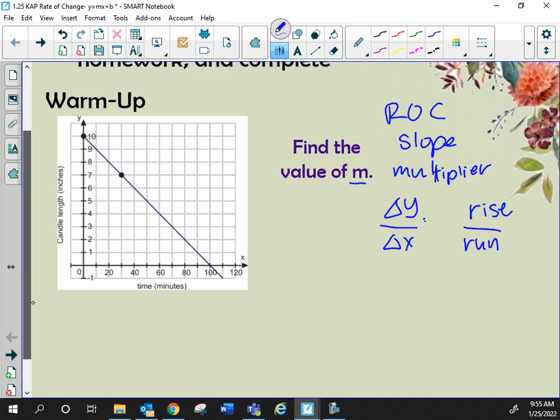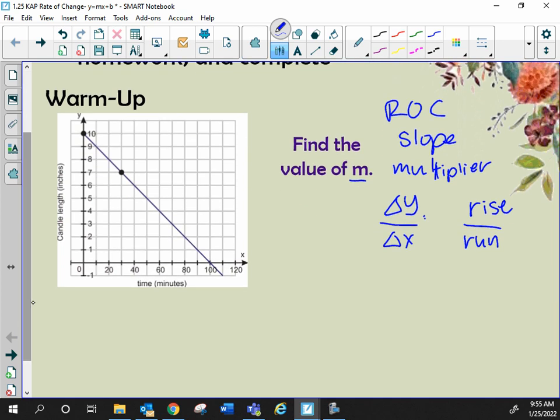Okay, so again, I'm going to do it both on the graph and on a table because I find comfort in tables, but I also know that it's sometimes easier on a graph. Okay, my rise, that's talking about my change in y. If I'm looking at these 2 points right here, let's go ahead and get those ordered here. This first one would be 0, 10, and this would be 30, 7.